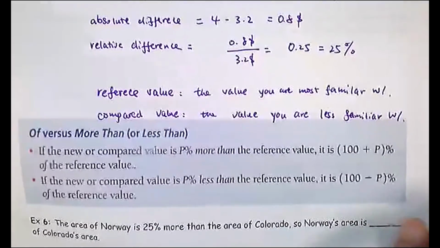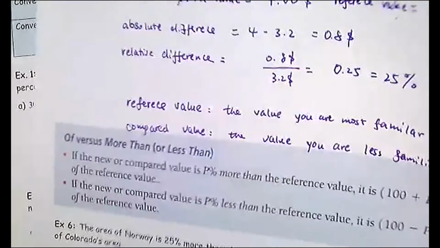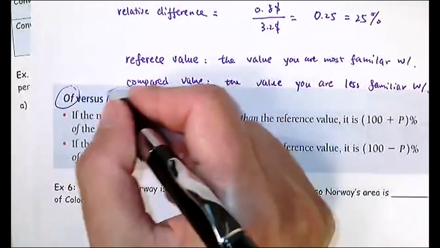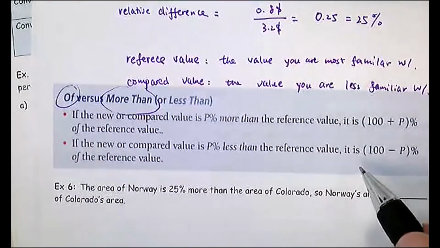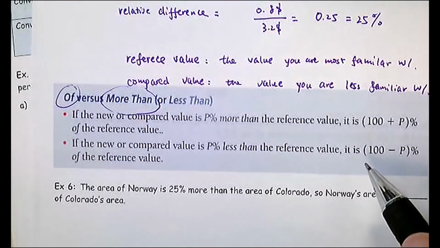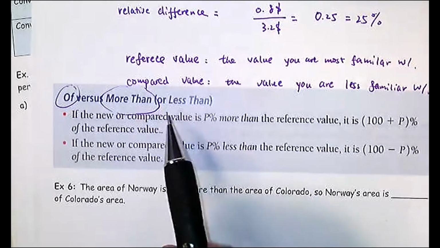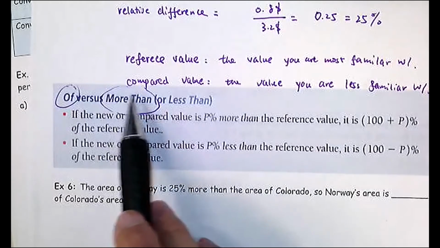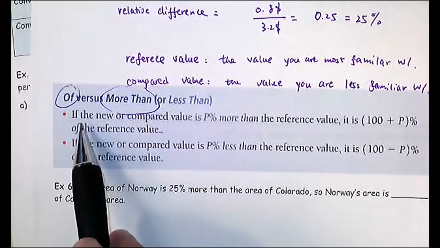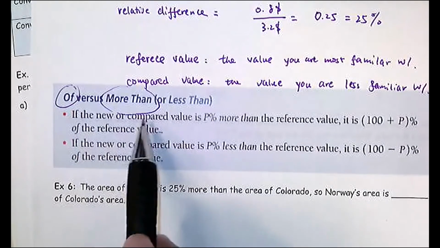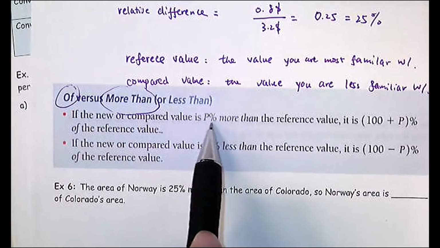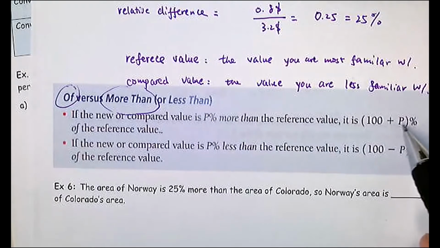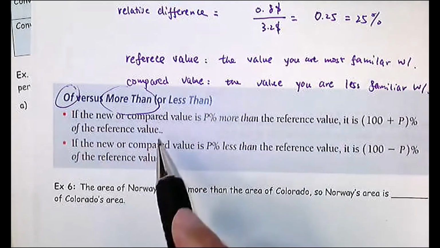Okay, so let's continue to the next topic. "Off" versus "more than". Again, this is kind of an English class. So it's very funny that we have a foreigner teaching you something about the English understanding of the two words in the mathematical context. If the new or compared value is p% more than the reference value, then it is 100 plus p% of the reference value.